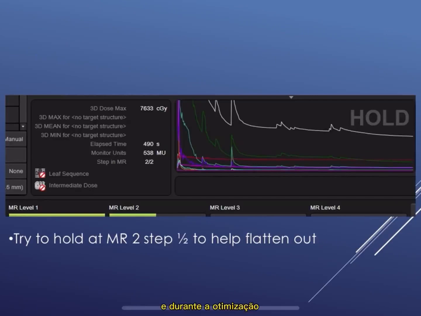And during the optimization, I tend to hold the values at MR level 2 or even at the end of level 1. This is where you have the most jumps during the arc, and this helps flatten it out. By the time it gets to MR level 3 or 4, it's tweaking at that point. So I try to do it at the beginning stages.